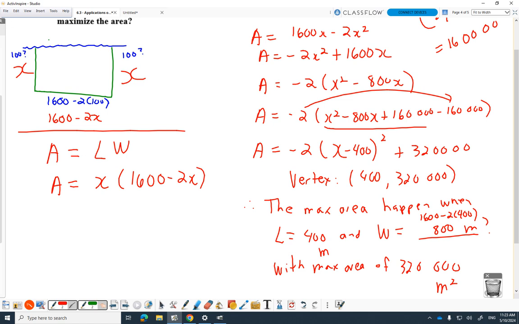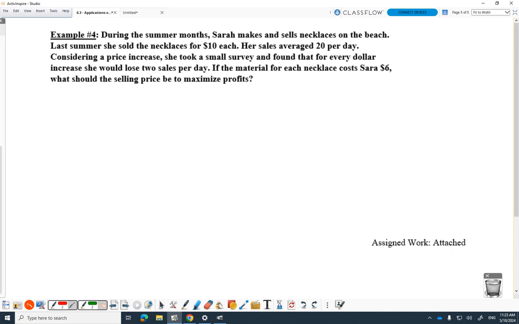One more. Do we have enough time? You've been asking great questions, but it has put us in time trouble, and that's a balancing act we'll do. During the summer months, Sarah makes and sells necklaces on the beach. We're back to the beach again. She's selling necklaces to these seals at the beach. Last summer, she sold necklaces for $10 each, and she's averaged 20 sales per day. Considering a price increase, she took a small survey and found that for every $1 increase, she would lose 2 sales per day.